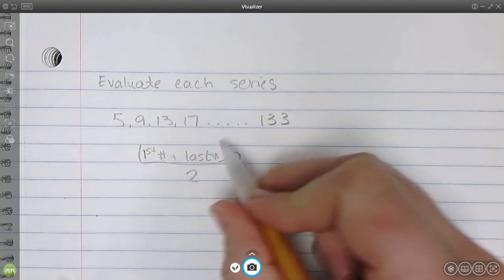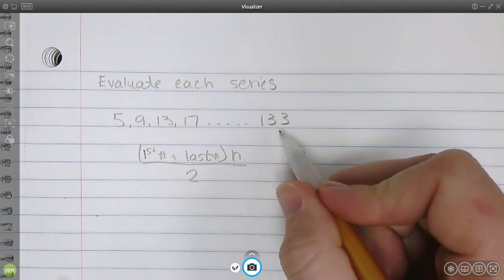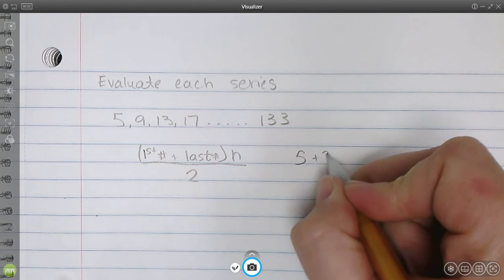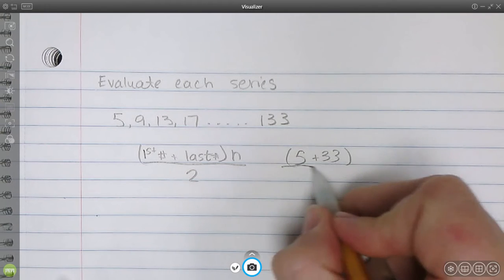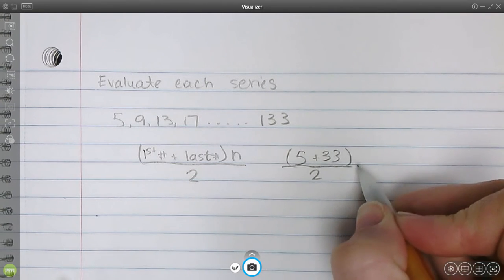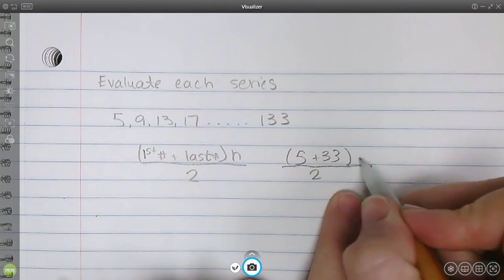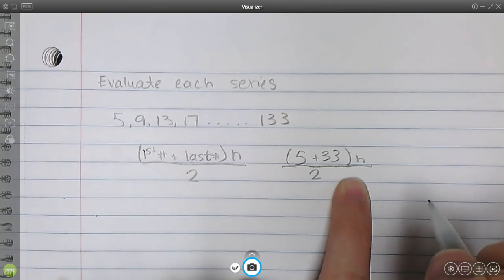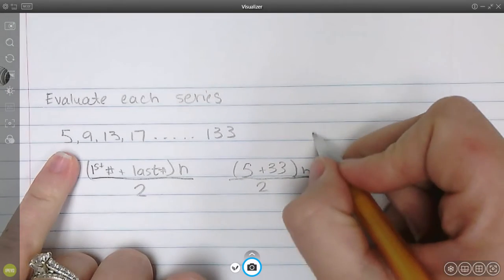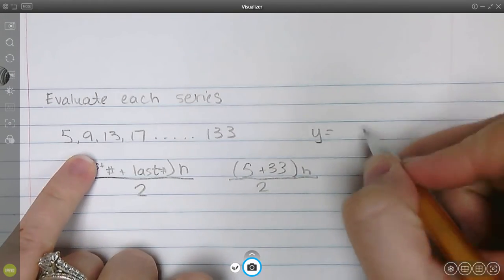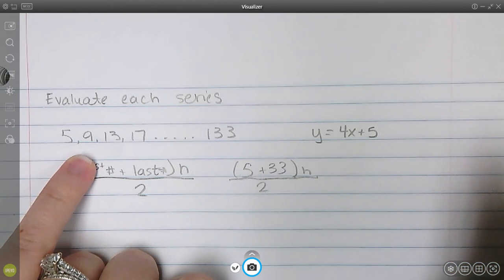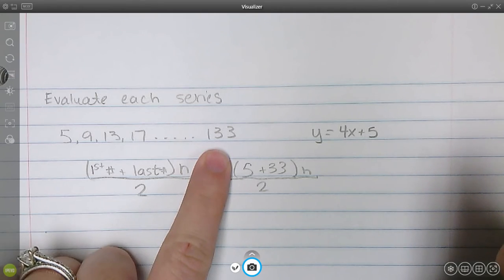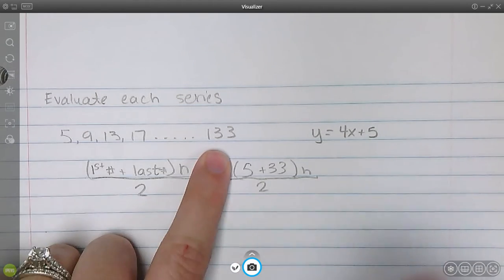Okay, so our first number is 5. Our last number is given to us. That's 133. Okay, but now we don't know how many numbers we have. So in order to figure out n, we need to write our function. So we'll have y equals, we're going up by 4, so that's 4x plus 5. And then we know our last number is 133.